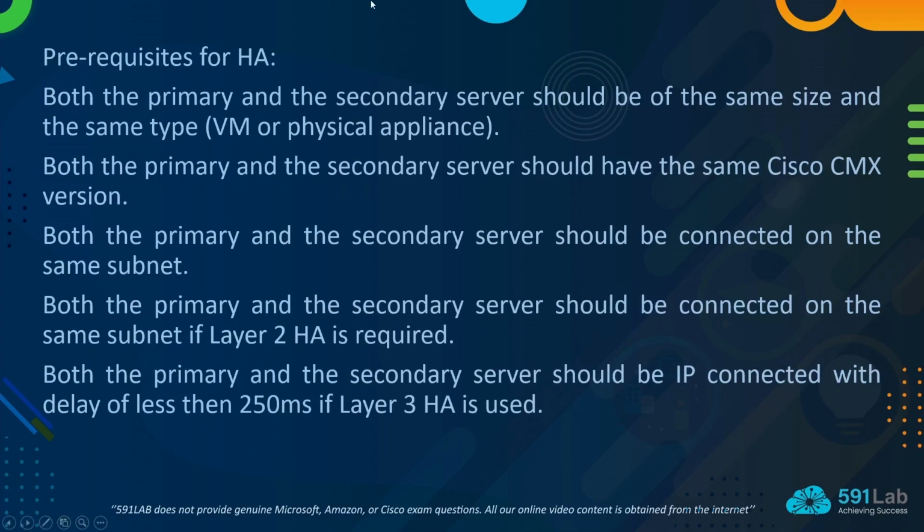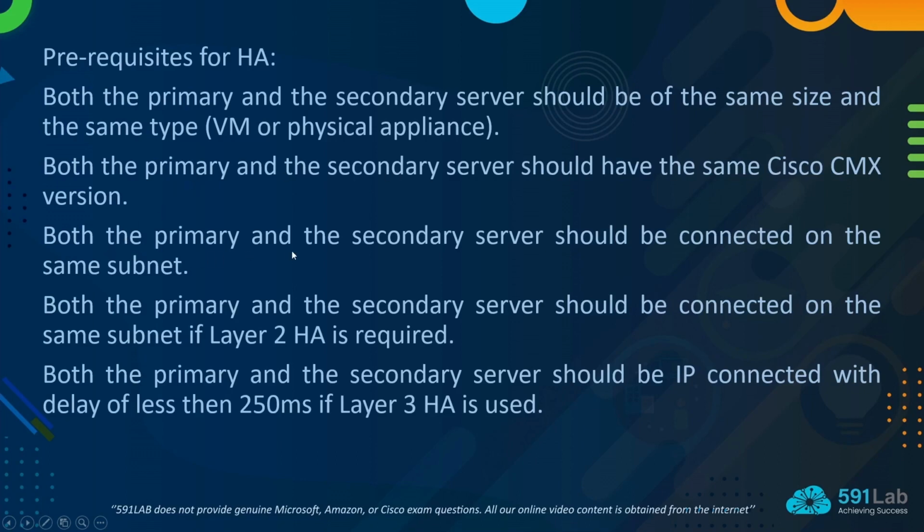We can see that the primary and secondary servers should be on the same size. The devices need to be on the same size and the same type. So we cannot have different VM specifications or different physical appliances. They need to be the exact same size and the exact same type. But in this question, it did not say anything about this. Both the primary and the secondary server should have the same Cisco CMX version. But also in this question, it did not mention anything about the CMX version.